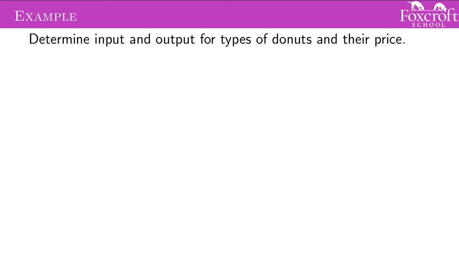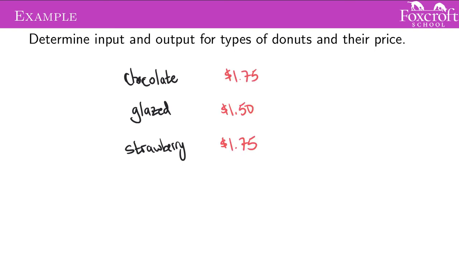All right, so determine the input and output for types of donuts and their price. Maybe we have chocolate. Actually, let me write these down. We have these three donut flavors, and then maybe they have prices. Glazed is easier to make, so it's a little bit cheaper than the other ones. So if this was a function, which one would have to be the input and which one would have to be the output?